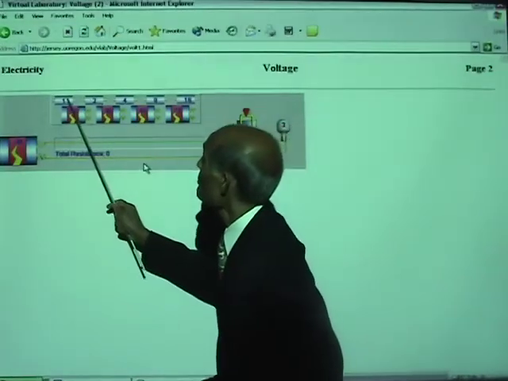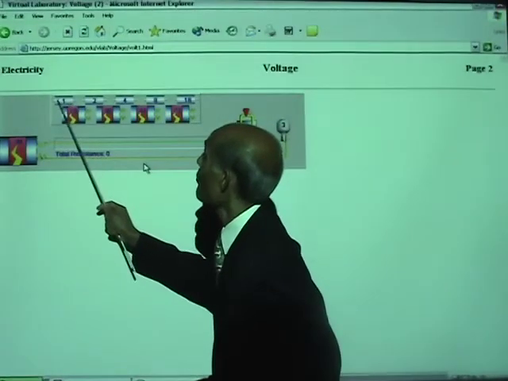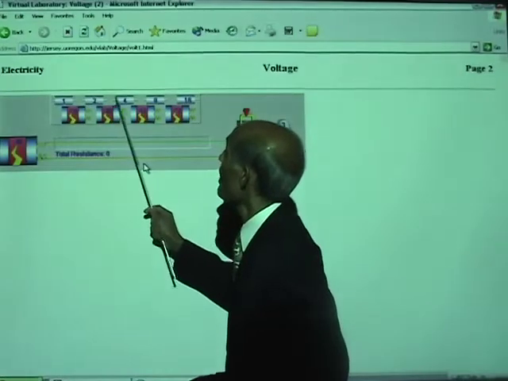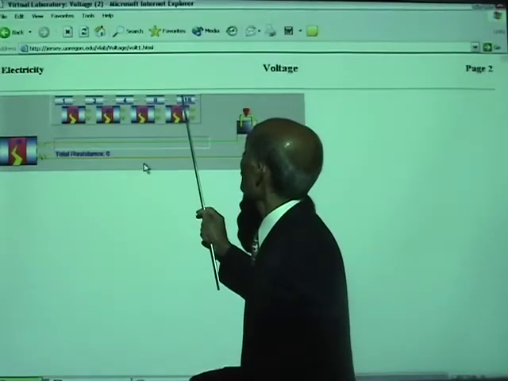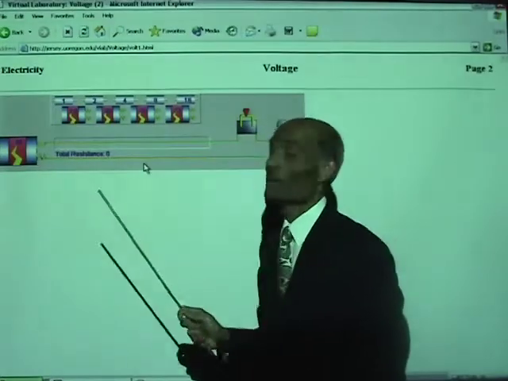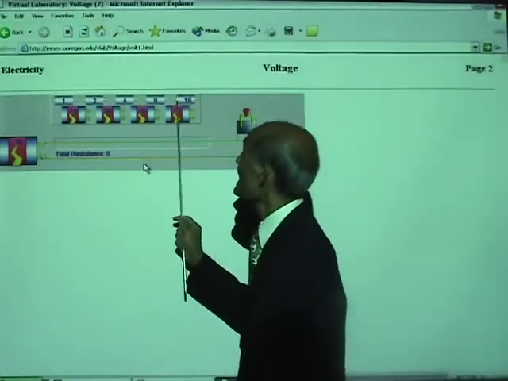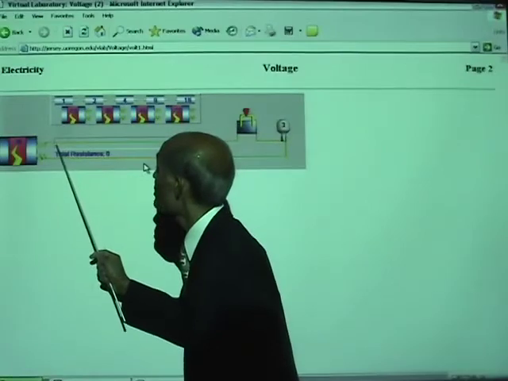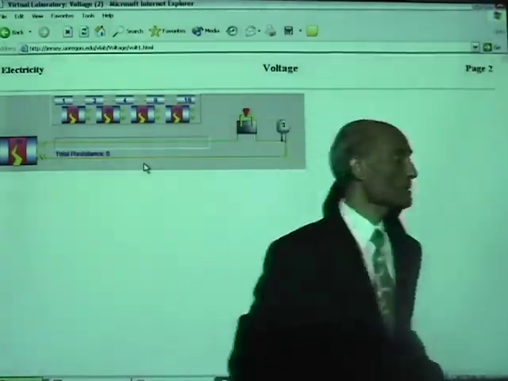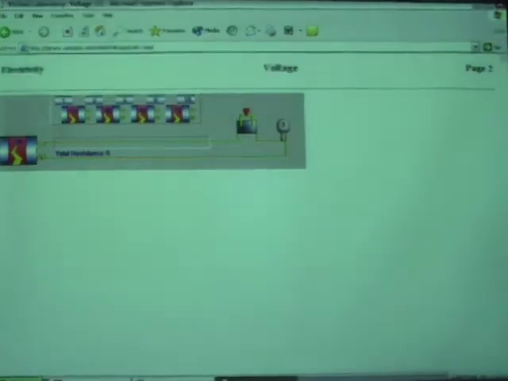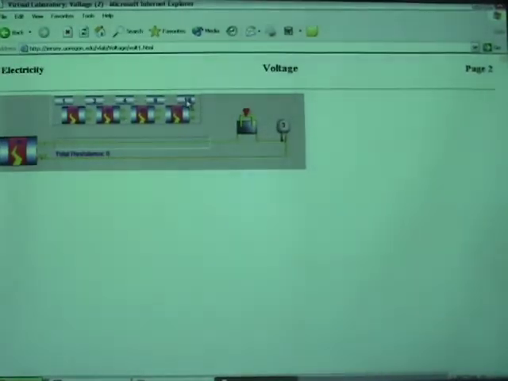I can pick, look at these resistors there. I have a 1 ohm, a 2 ohm, a 4 ohm, an 8 ohm, a 16 ohm. They are available. I can take any of those and put it in this circuit. Well, let me take one of them and put it in the circuit. I'm going to take a 16 ohm and put it in the circuit.